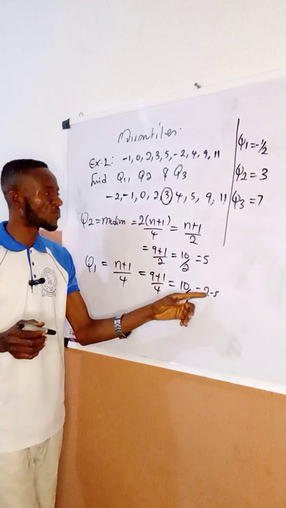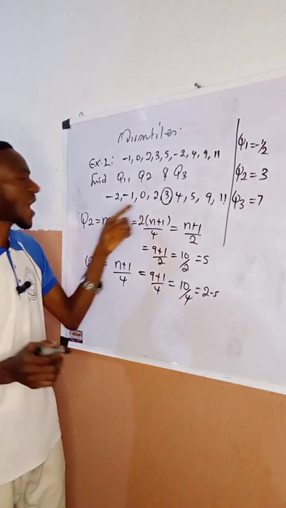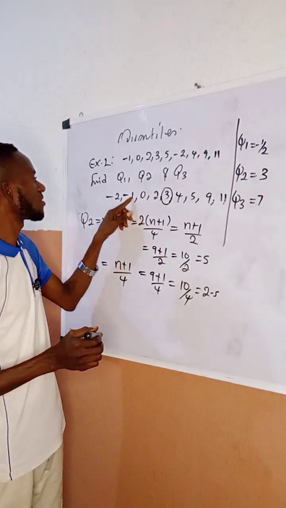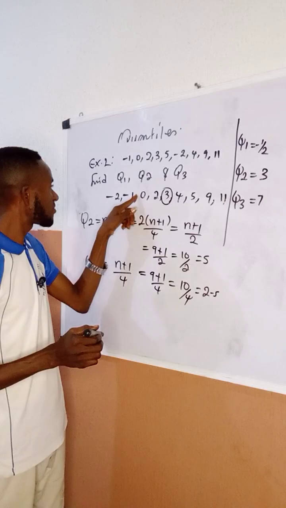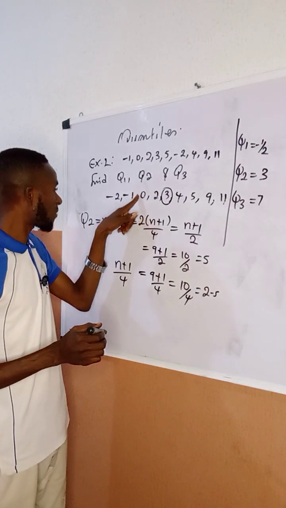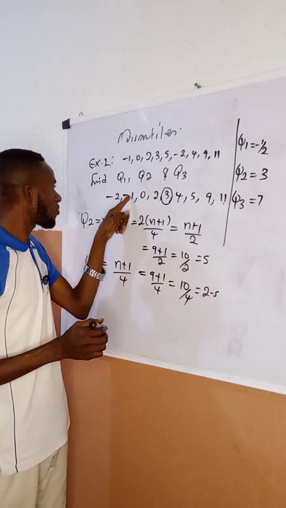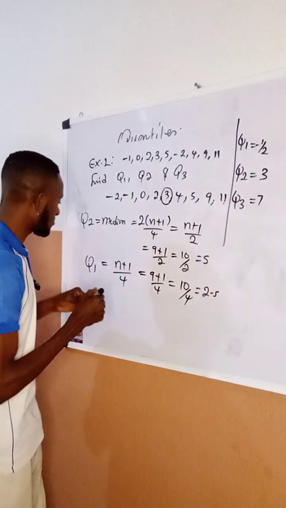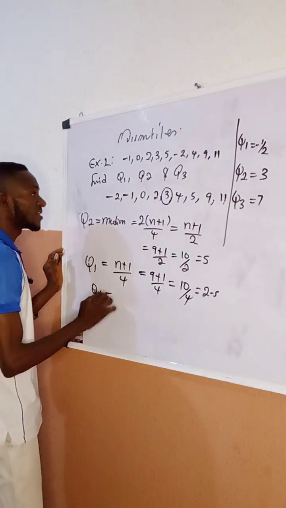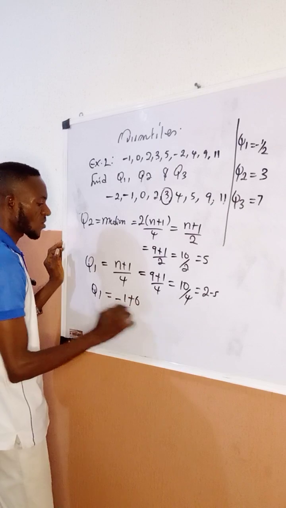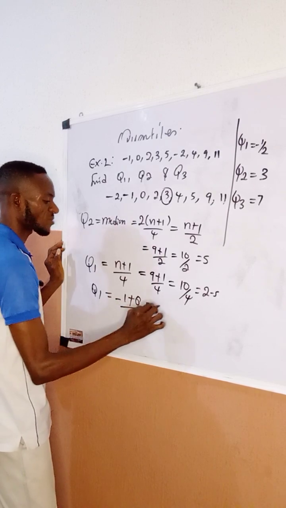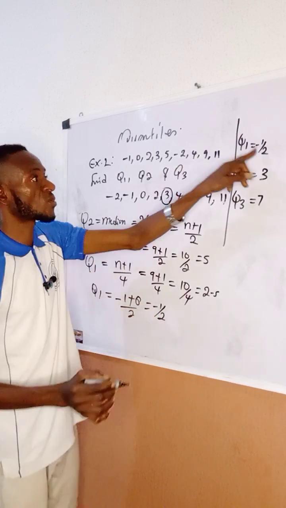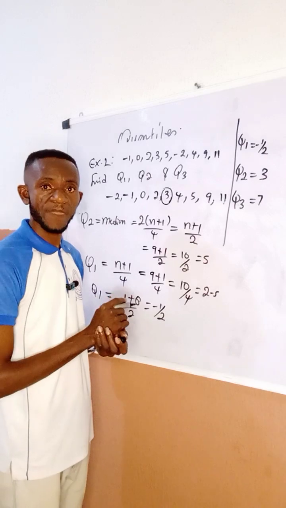When I have it to be 2.5, I will come over here. I will count 1, 2. 2.5 should lie in between here. And when 2.5 lies in between here, we add what is below it and what is above it. Which in this case now becomes that my Q1 is given as minus 1 plus 0 all over 2, which is minus 1 over 2, which was what we got earlier.